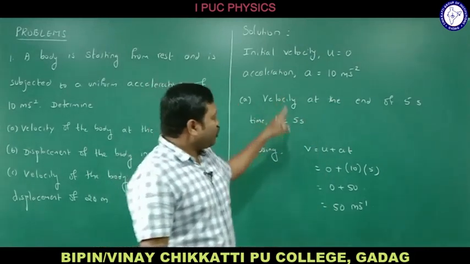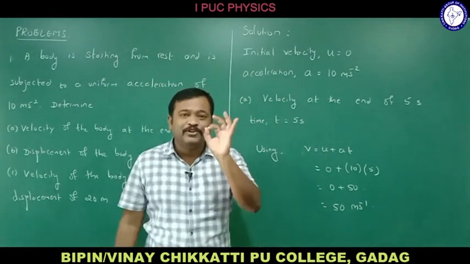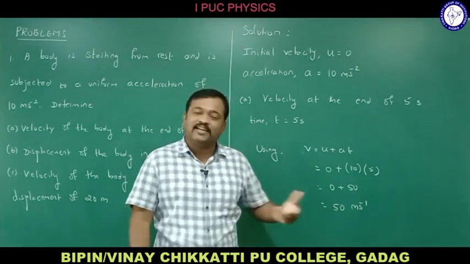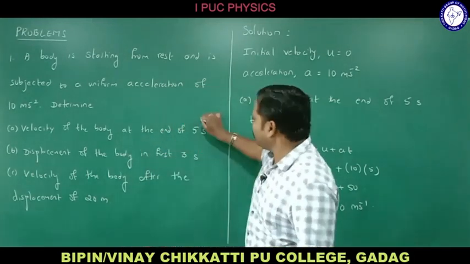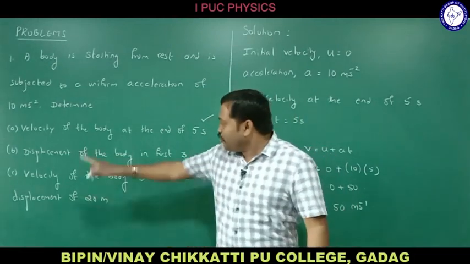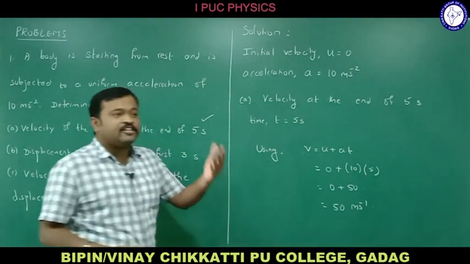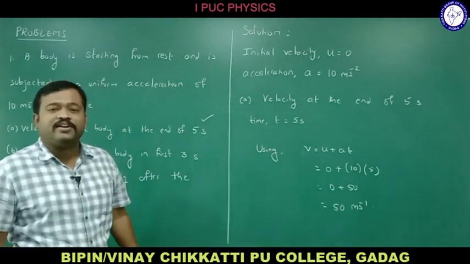We have solved this by using the formula V is equal to U plus AT. Just think about which formula is suitable, apply it, and you can solve it. We have completed the first one. Let us move to the second one. We need to calculate the displacement of the body in the first 3 seconds. That means after 3 seconds, how much distance the body traveled.